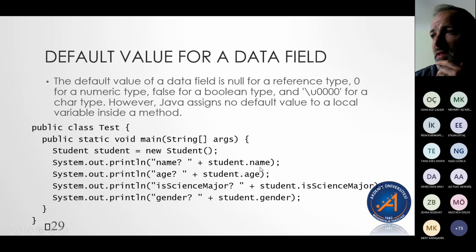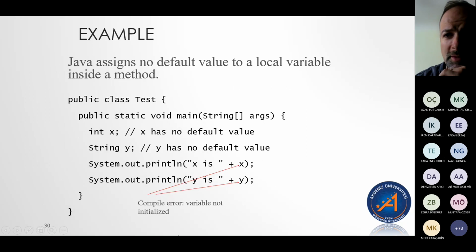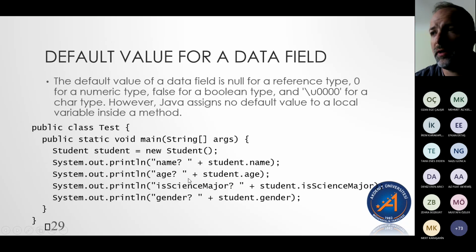Okay, because these all were given default values. In order for the student object to be created, all of these were given default values. However, in this example, this would give me a compiler error because I didn't give X and Y values. So it's a little bit different. If it's a variable that exists inside of the method, I will get a compiler error for not initializing it. Here, in order to create a student object, this had to give default values to these.